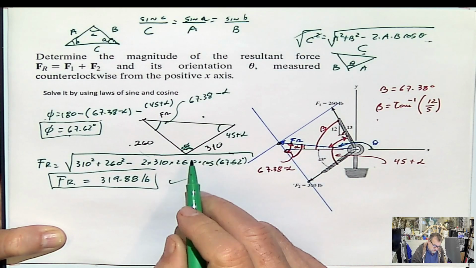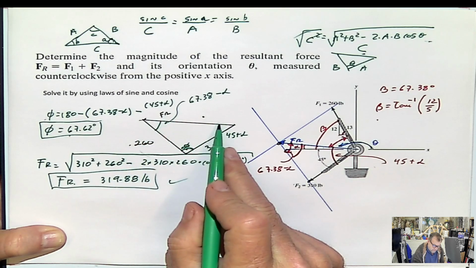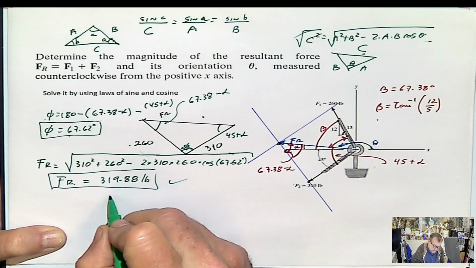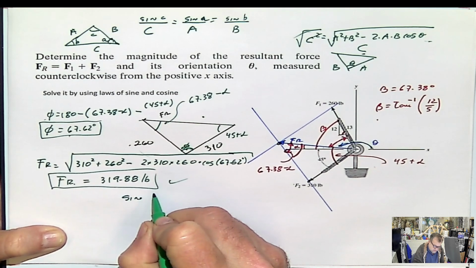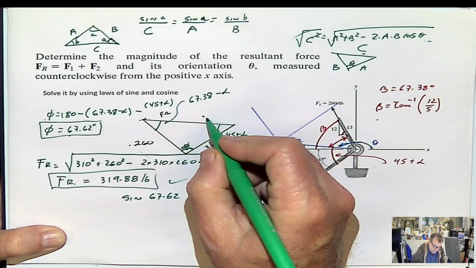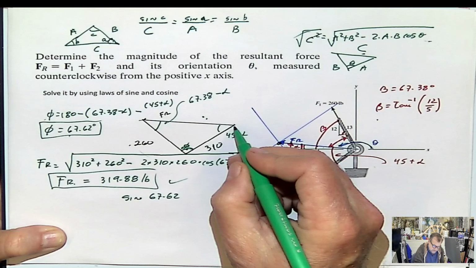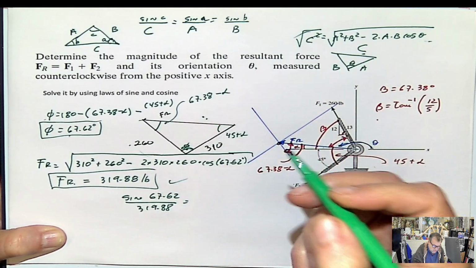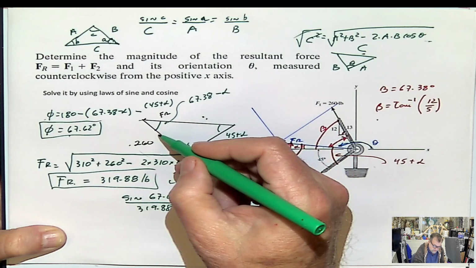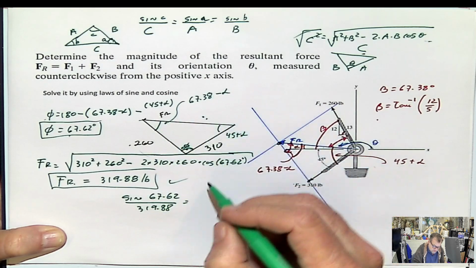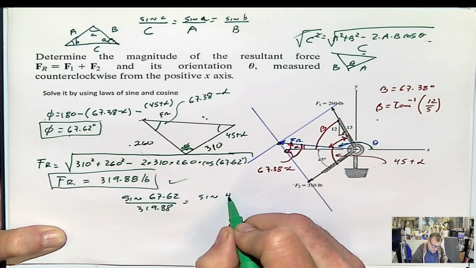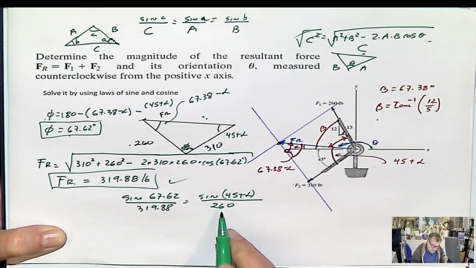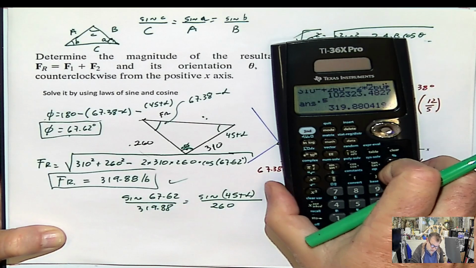Now we do that. Look, we have this side, which is the resultant force, and we have this angle that we calculated before. So I can say the sine of that one divided by the opposite side, 319.88, has to be equal to either the sine of this divided by that, or the sine of this divided by that. I'm going to use this one. The sine of 45 plus alpha divided by 260. Now from here, I just pass this to this side, and I can do that.